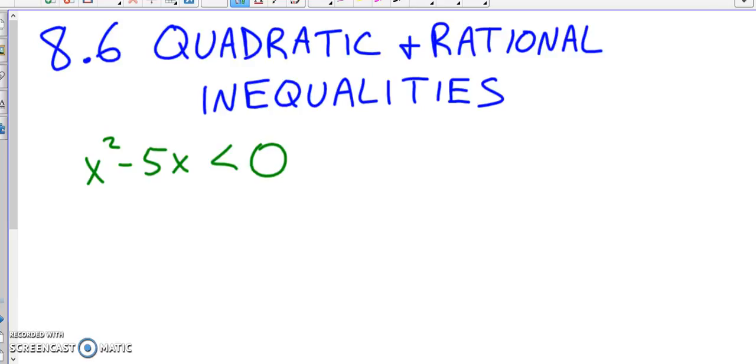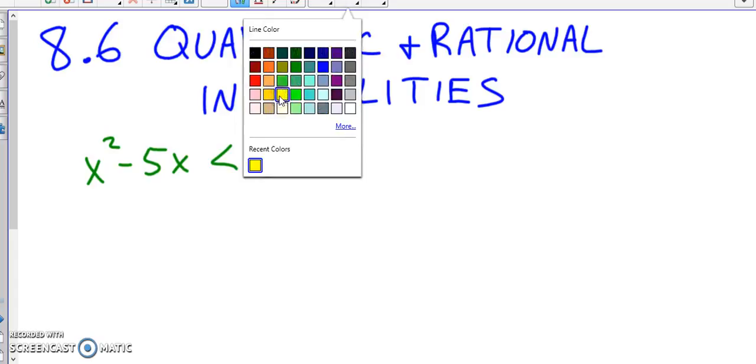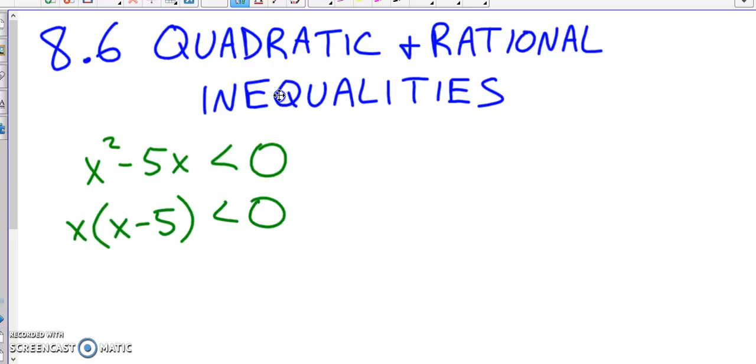So what we're going to do is factor. If I look at this piece and try to factor it, I'd have a common x, so I'd have x times (x minus 5) is less than 0. And if you recall, if I said this were equal to 0, then I'd have x equals 0 or x minus 5 equals 0. Therefore, x equals positive 5. So what I'm going to do is make a number line.